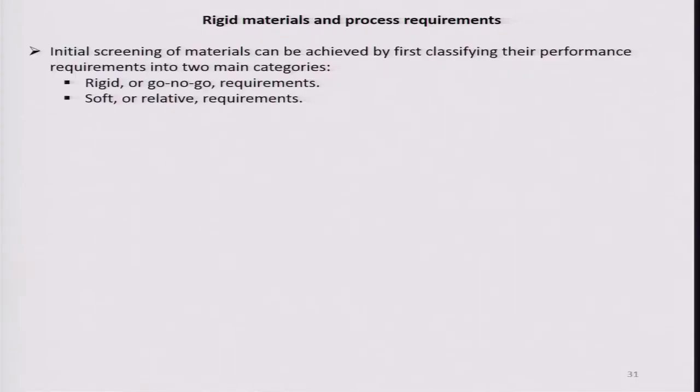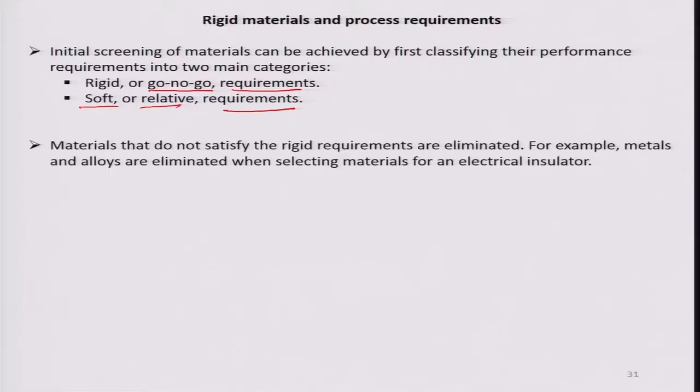Here, initial screening of materials can be achieved by first classifying their performance requirements into two main categories. First is rigid or go-no-go requirement, second is soft or relative requirement. Rigid requirement means, suppose you are going to make an electrical insulator, then the rigid requirement is electrical insulation, the material should be electrically insulating. So you can't use metals and alloys. You simply eliminate those materials. That is the rigid requirement.